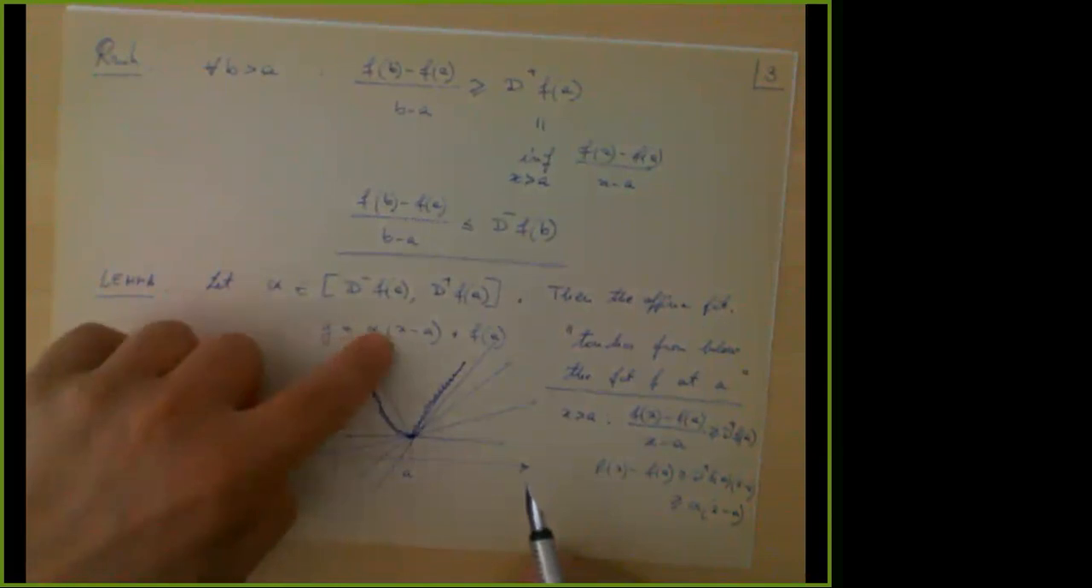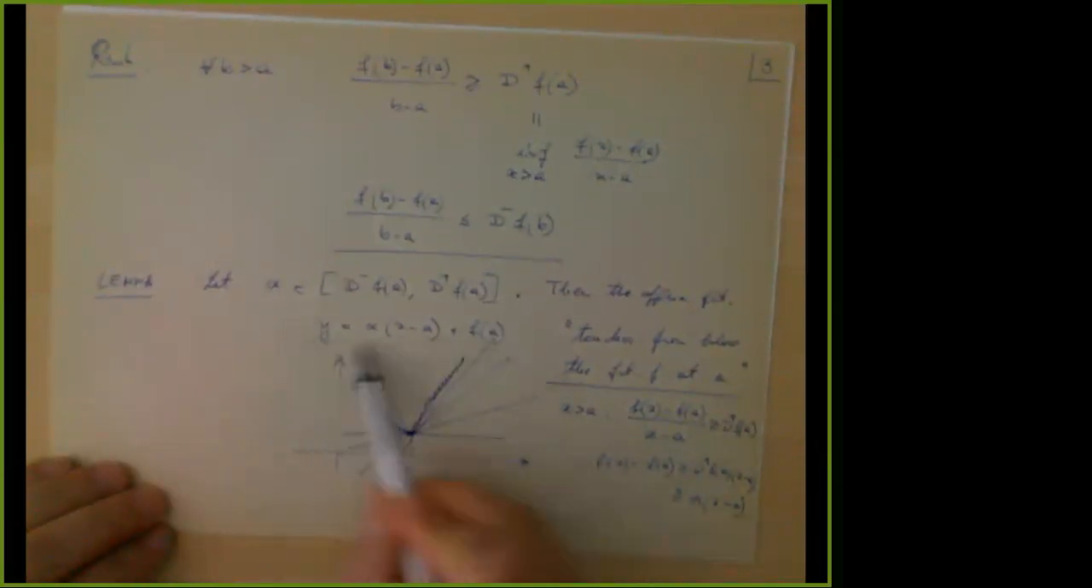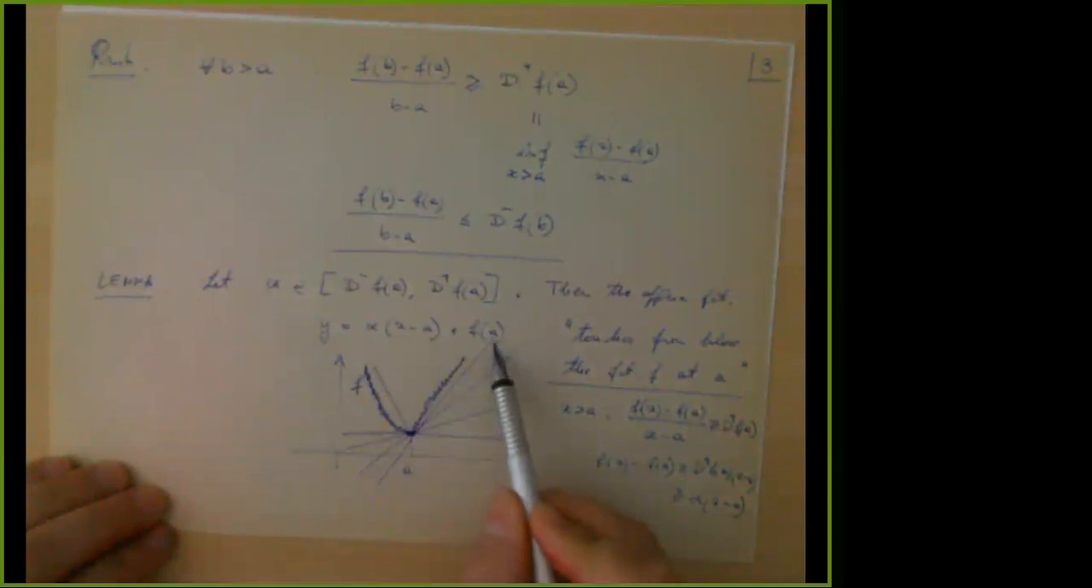Okay, so we have in fact proved this thing that touches from below. Well, touches from below, why? Because you look at the value at a of this affine function, and it is exactly f of a. So we have proved the touching from below relation for x larger than a.